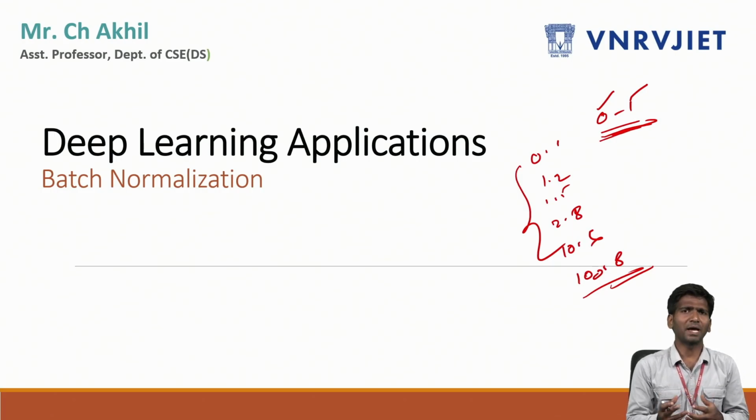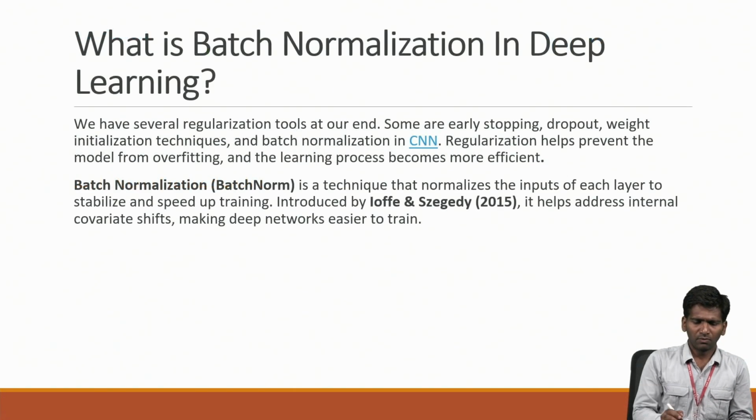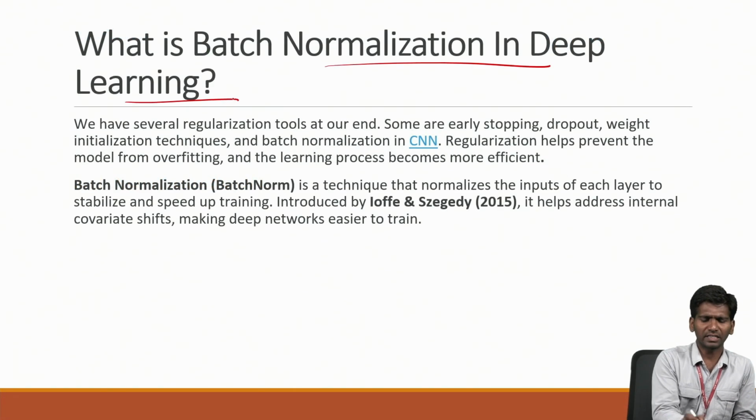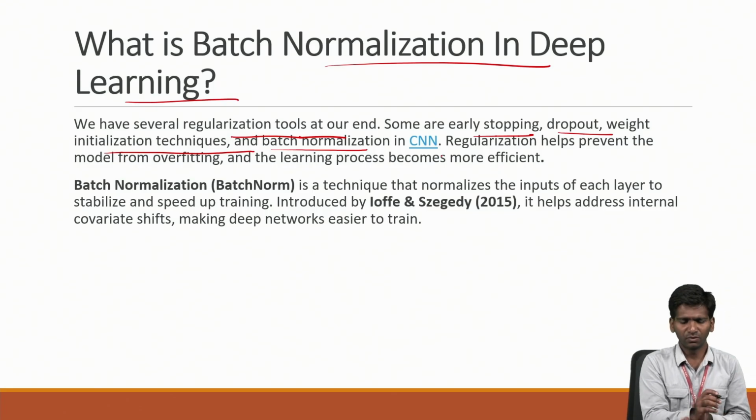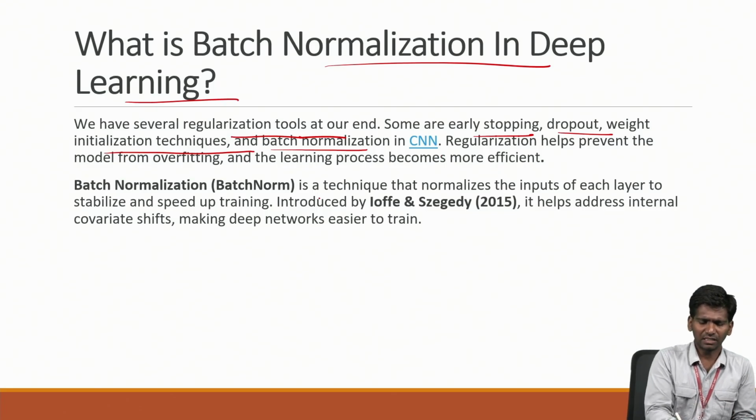So we normalize all the values in the form of batches. If we do it, we call it batch normalization. What is batch normalization in the context of deep learning? We have seen regularization tools: L1, L2, early stopping, dropout, weight initialization techniques, and batch normalization in CNN. It is a technique that normalizes the input of each layer to stabilize and speed up the training.